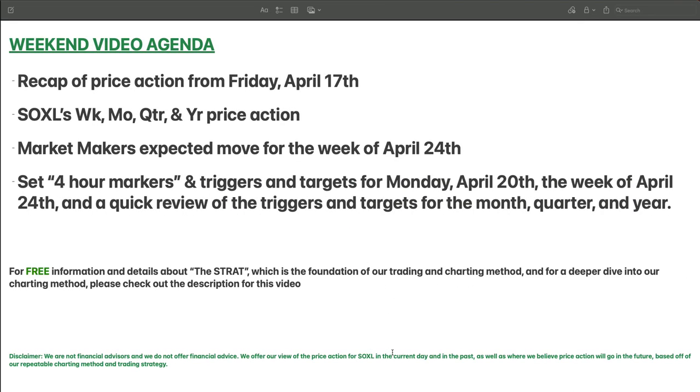First, we will recap the price action from Friday, April 17th, before we zoom out like we always do and take a look at the week, month, quarter, and year price action. Market makers' expected move we'll also go over for the week coming up, April 24th.